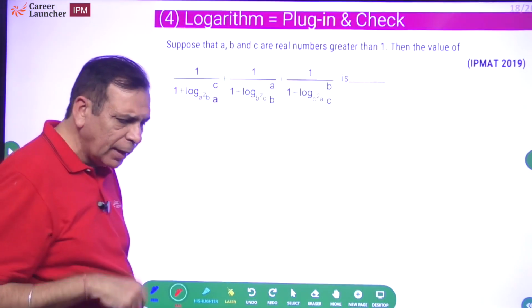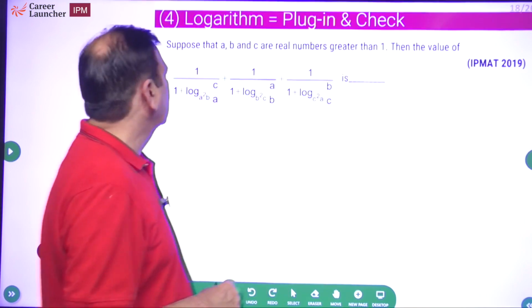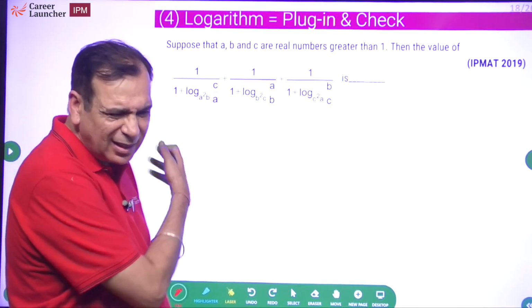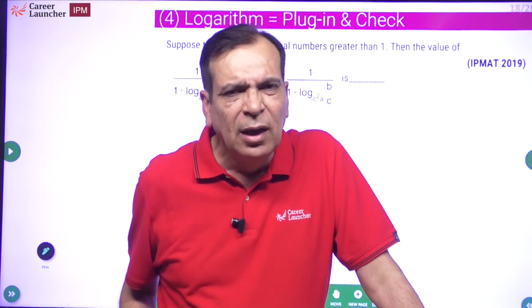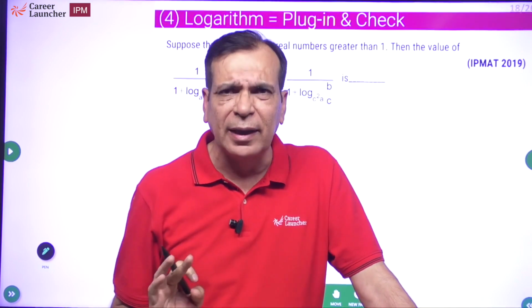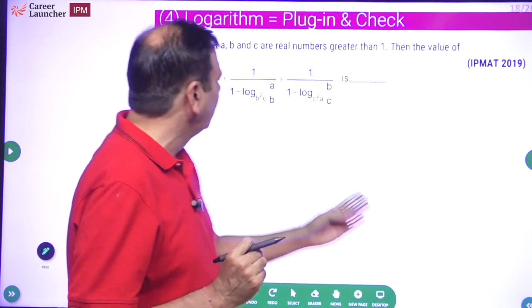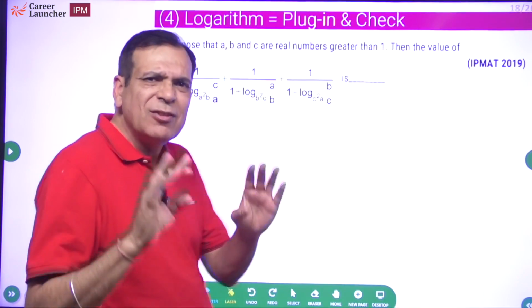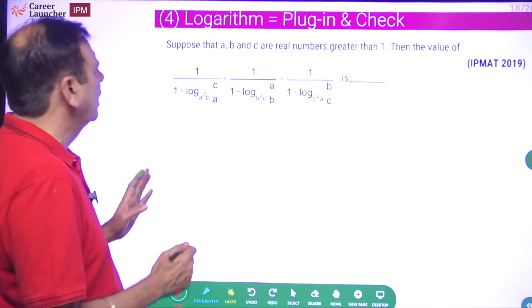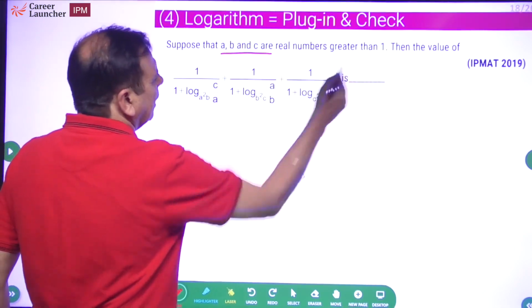Another question from IPMAT 2019. Suppose that A, B, C are real numbers greater than 1. What is the value of this expression? बहुत तंग कहते हैं ऐसे सवाल, खास तौर से logs आ जाते हैं. The problem with logs is most of us know the absolute basics, but beyond that we don't know anything. And the moment the base becomes some variable, it becomes a problem for us. Base 10 है तो समझ आता है. So base 10 कर लेते हैं ना. What does it say? A, B, C are real numbers greater than 1.